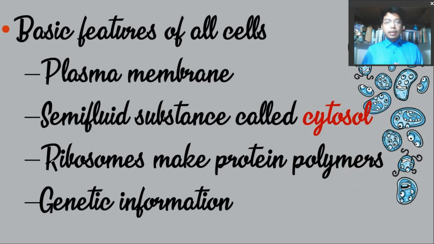In this discussion, we are going to start with the different features that are present among all cells: the plasma membrane, the semi-fluid substance called cytosol, the concept of the cytoplasm, ribosomes that are responsible for the formation of protein polymers, and lastly, the genetic information.